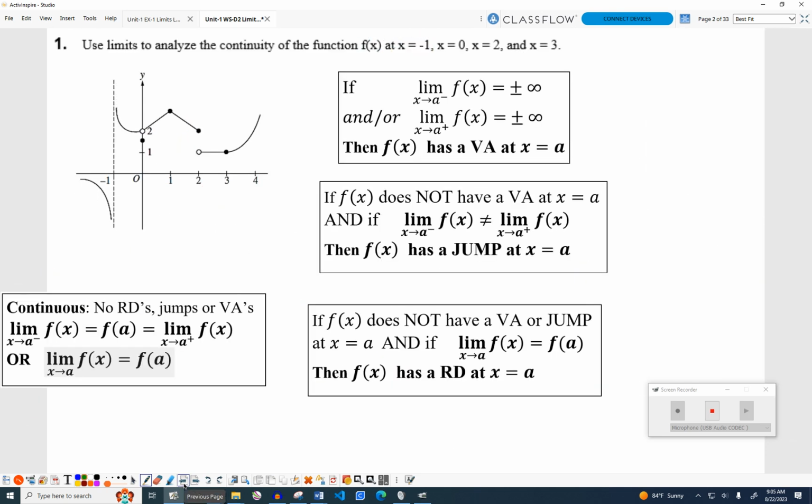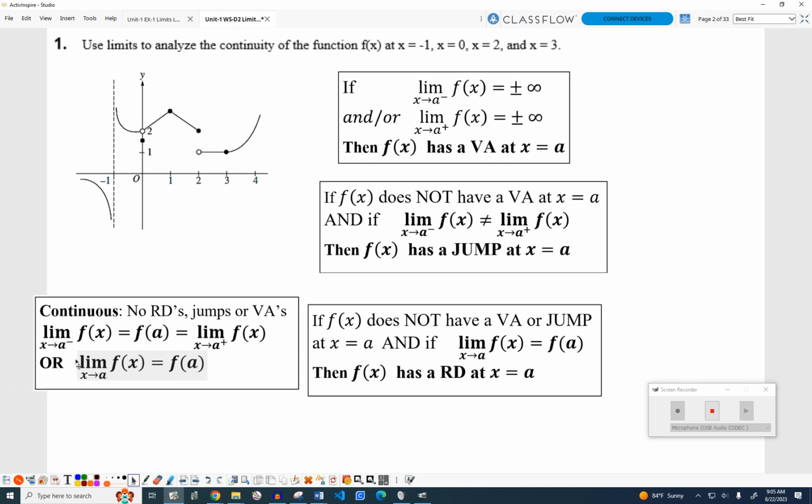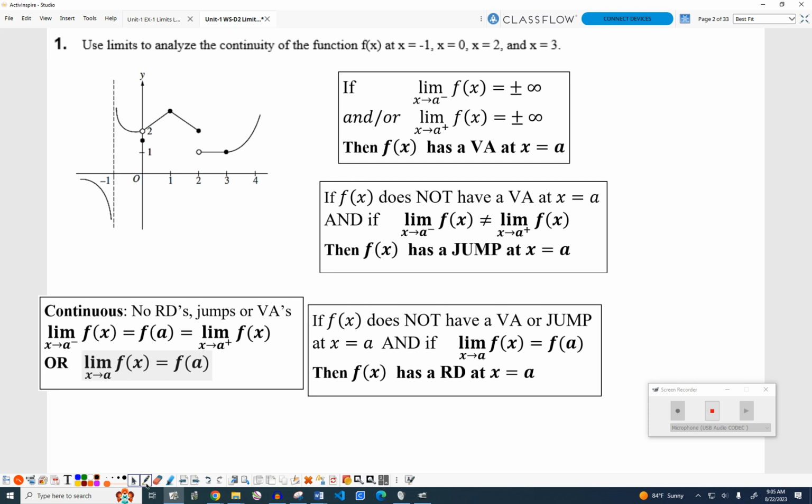right here. I would have my list again: left limit, right limit, overall limit, function value. And then I'd use this one right here. I'd say since the limit, not left or right, but overall, is equal to the function's value, therefore, the function is continuous at x equals y.